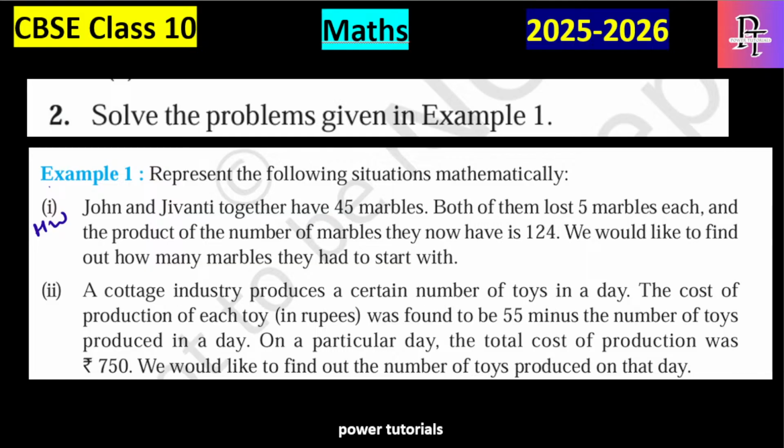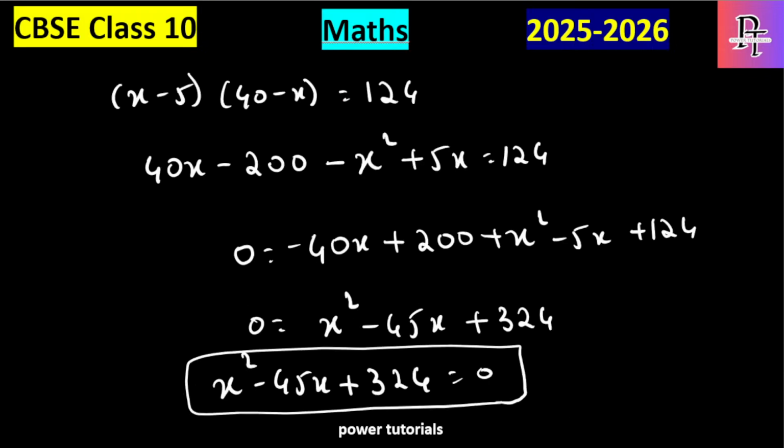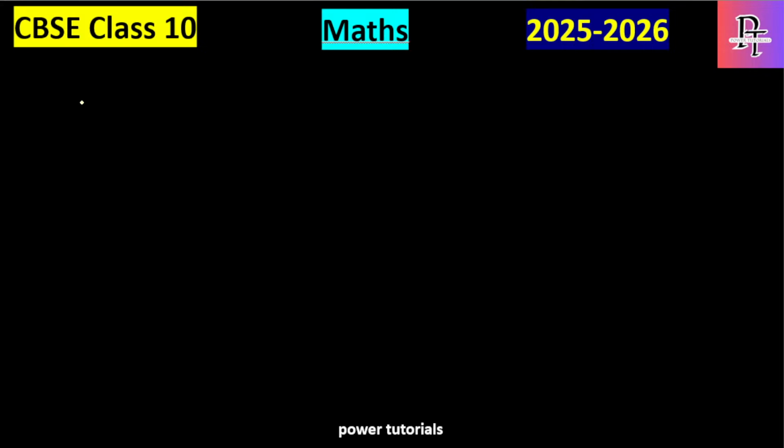So here the first example I have covered long back, which is part 1. Here I got the equation as this one, which is x square minus 45x plus 324. So I am going to solve the same. x square minus 45x plus 324 is equal to 0. So now we need to get the factors of 324.